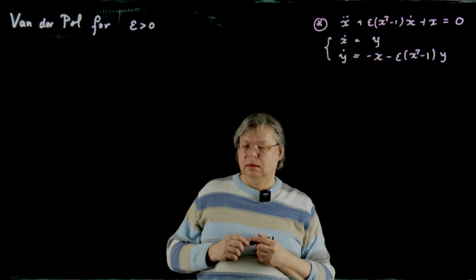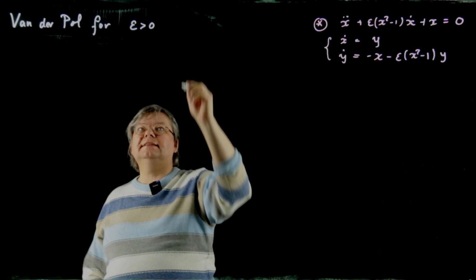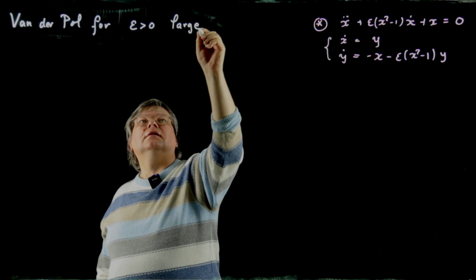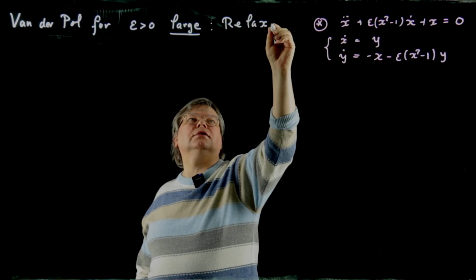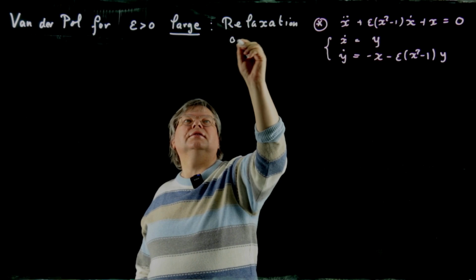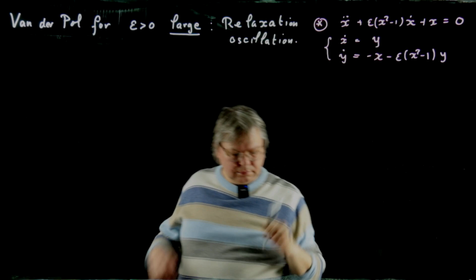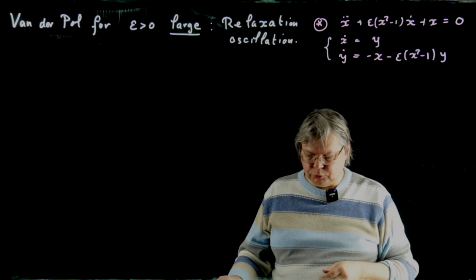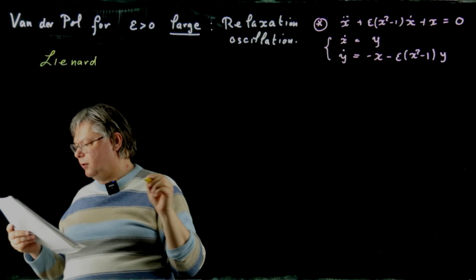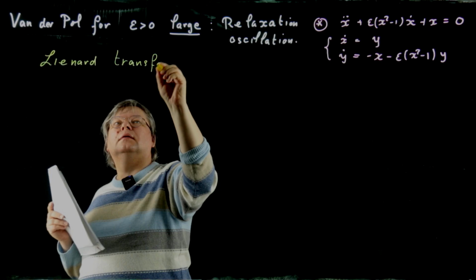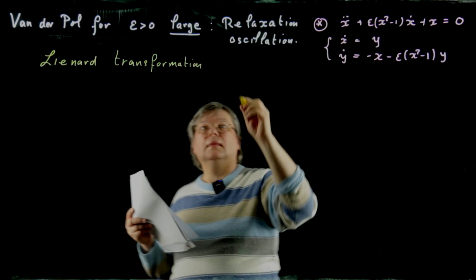So now I want to continue with the van der Pol equation, this time for epsilon large. And the technique is quite different. The notion is called a relaxation oscillation. Okay, so I have the differential equation again. And what I want to use is something called a Liénard transform. Liénard is a French guy, obviously, or maybe Belgian, I don't know. And that's the following form.